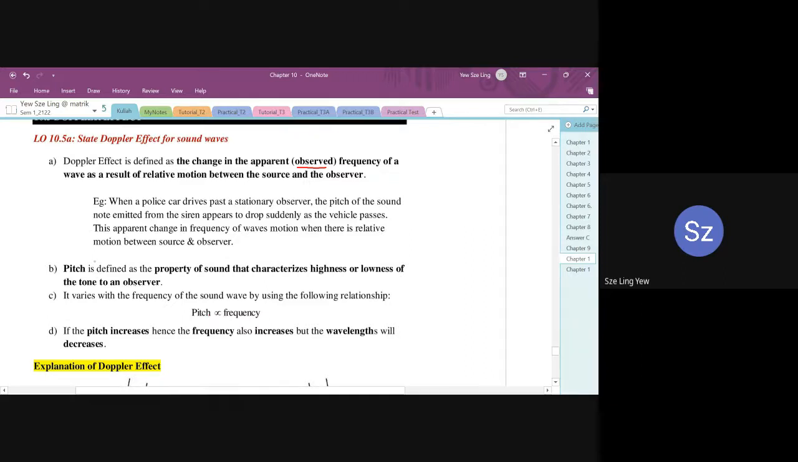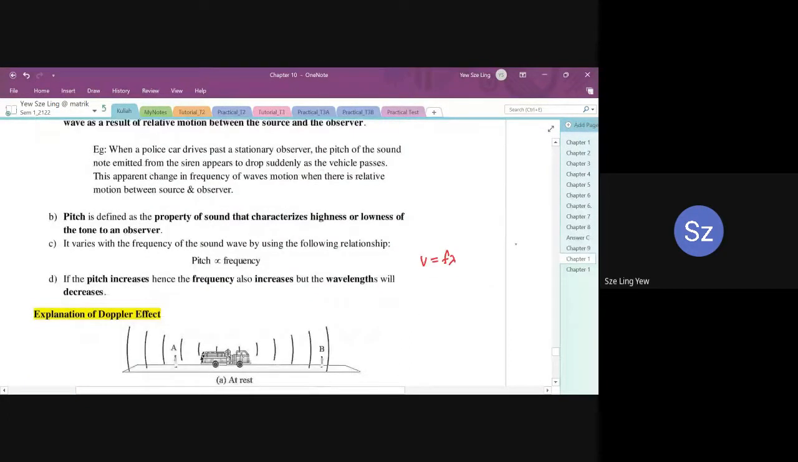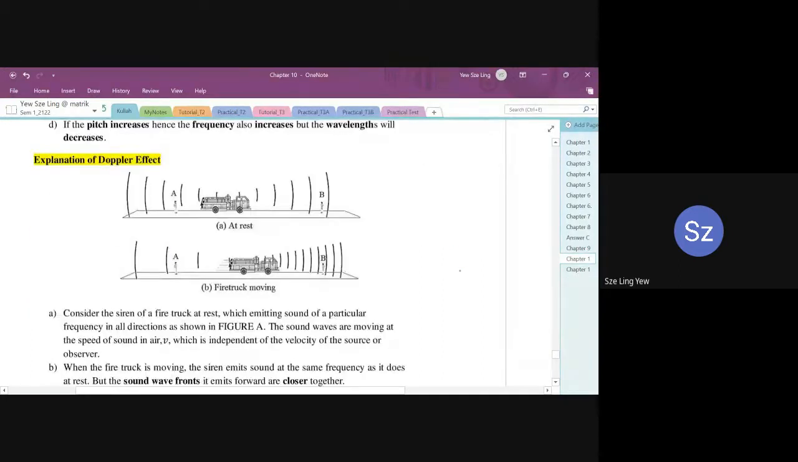So if pitch increases, hence frequency also increases, but wavelength will decrease, because the wavelength is inversely proportional to f. You have v equals f lambda. So if your object is traveling with constant velocity, then f and lambda are inversely proportional to each other. So now, explanations of the Doppler effect.